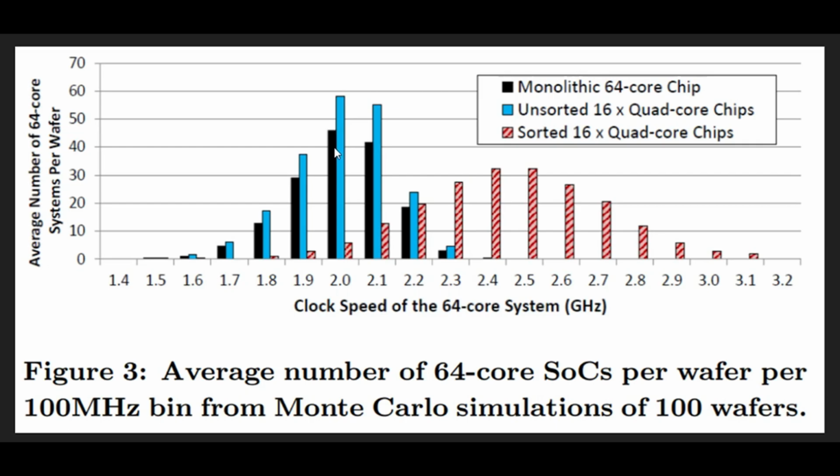But not only that, with 64 cores on one chip, that entire chip is only as good as its slowest core. So it doesn't matter if 63 of them can do 2.2 GHz, if the 64th one is only capable of 2 GHz, the entire chip would have to be sold as a 2 GHz chip. That is an oversimplification, but one that's easy to understand. So when you have multiple smaller chips, where it gets really interesting is when you sort these 16 quad-core chips.